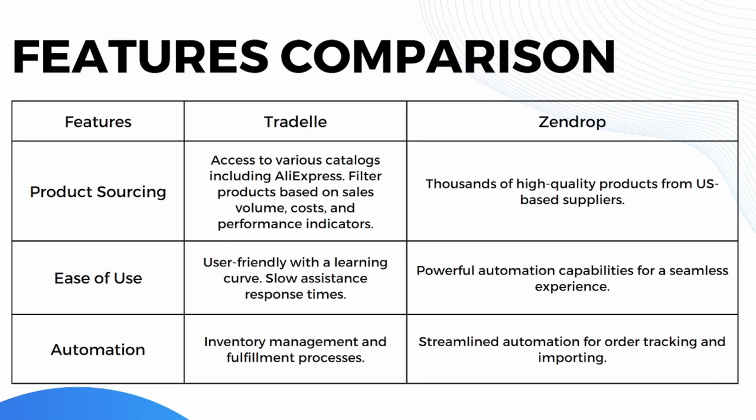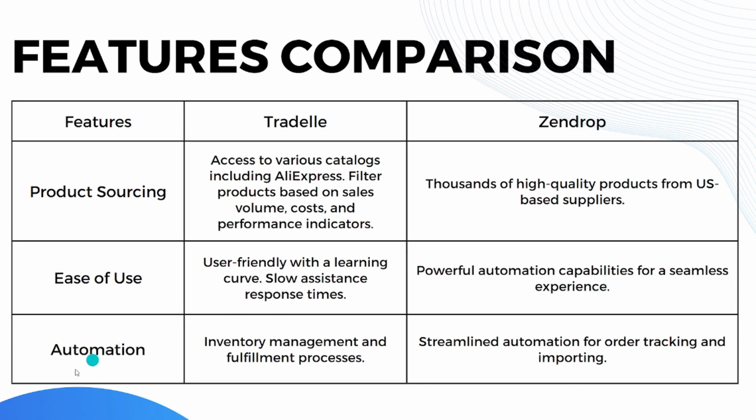Now let's go directly to the features comparison, and as you can see, when it comes to product sourcing, Tradelle has access to various catalogs including AliExpress, and can filter products based on sales volume, cost, and performance indicators, while Zendrop has thousands of high-quality products from US-based suppliers. When it comes to ease of use, Tradelle is user-friendly with a learning curve and slow assistant response times. And when it comes to Zendrop, they have powerful automation capabilities for a seamless experience.